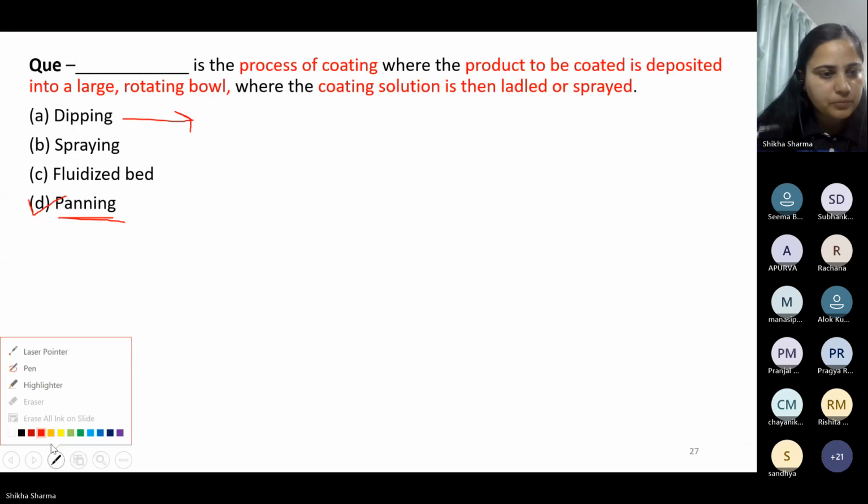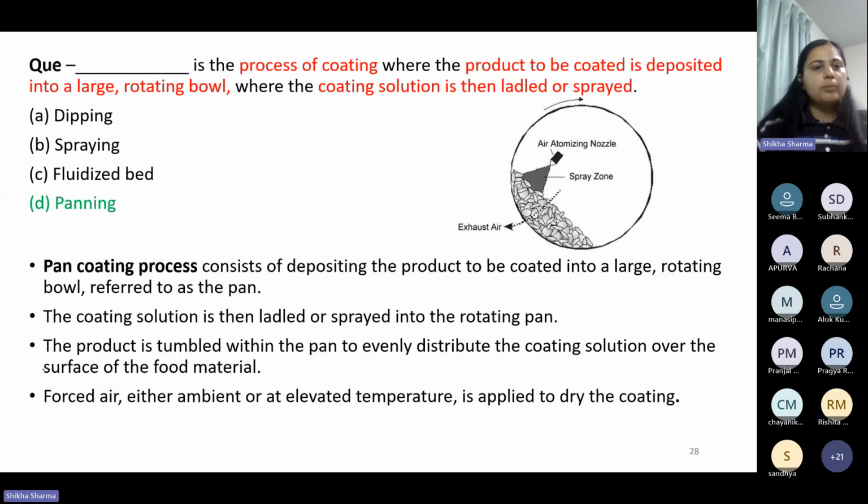So, let's move to the panning. The pan coating process consists of depositing the product to be coated onto a large rotating bowl referred to as a pan. So here is the product in the bowl, which is a pan. The coating solution is then ladled or sprayed into the rotating pan. So this is an air atomizing nozzle. From this, the coating solution will come and coat the product.